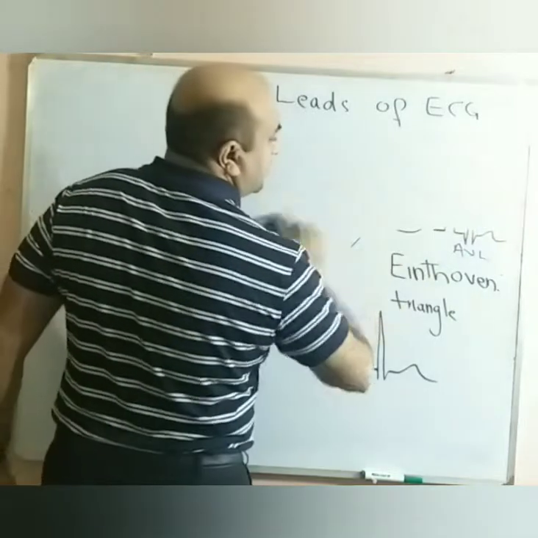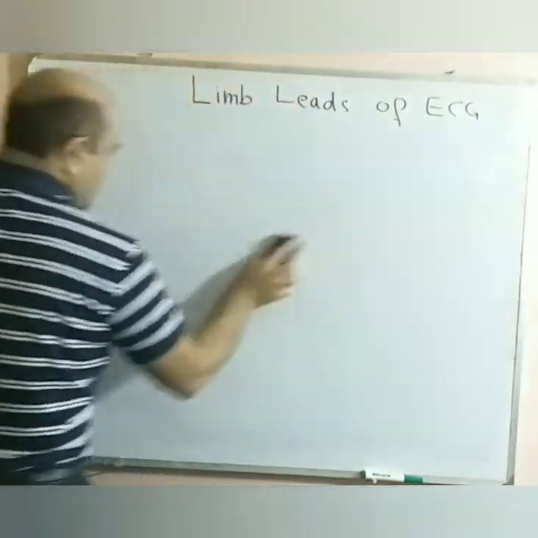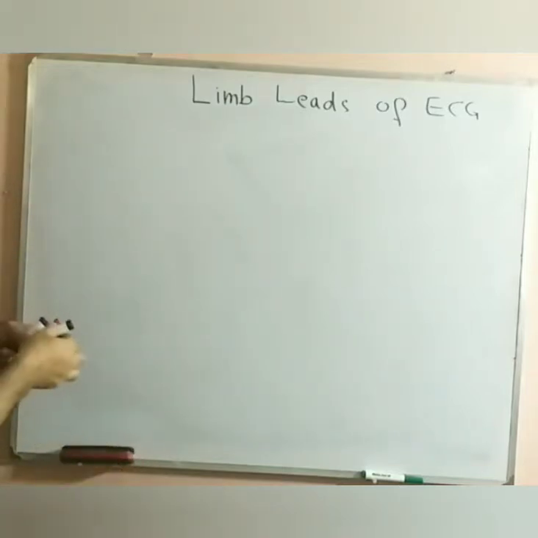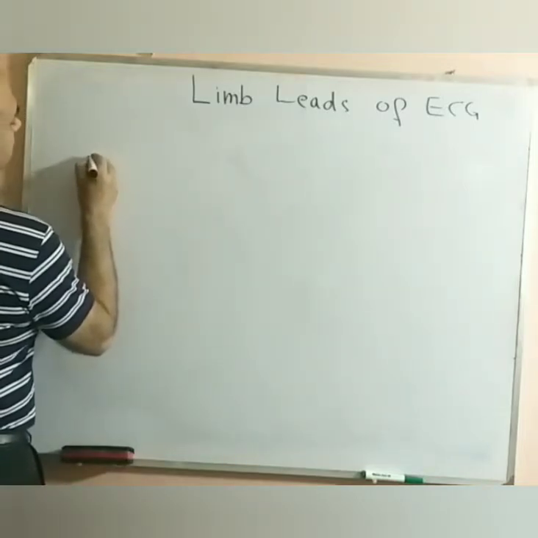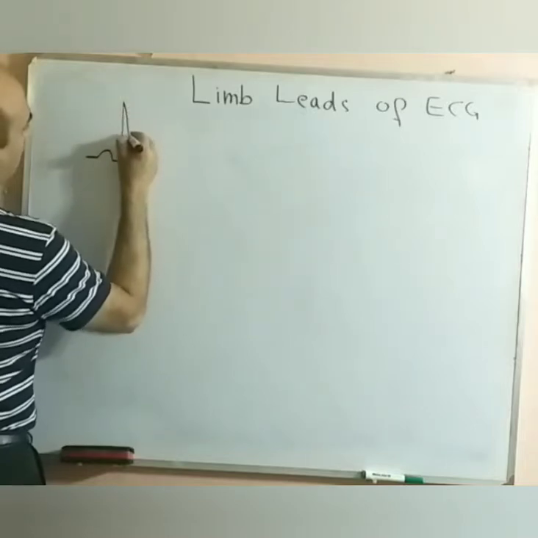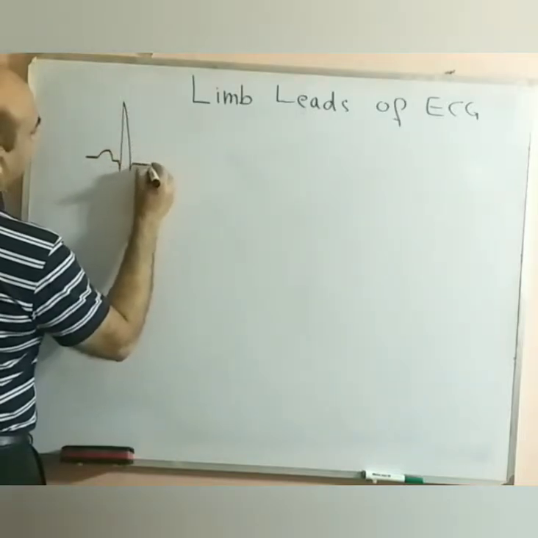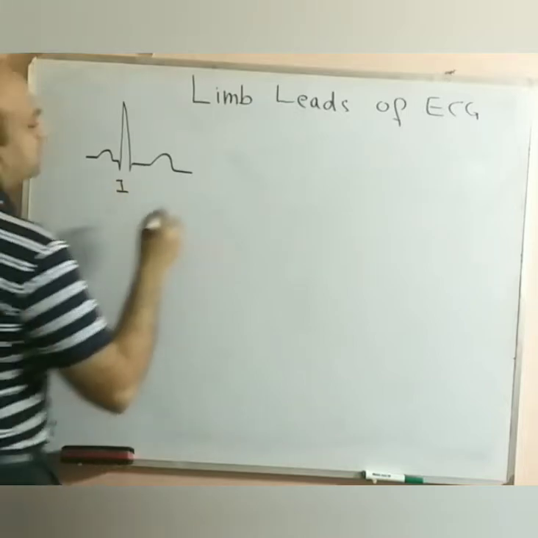Normally, leads 1, 2, 3, AVL and AVF should be positive leads. Lead 1 should be a positive lead: P, Q, R, S and T. This is lead 1.